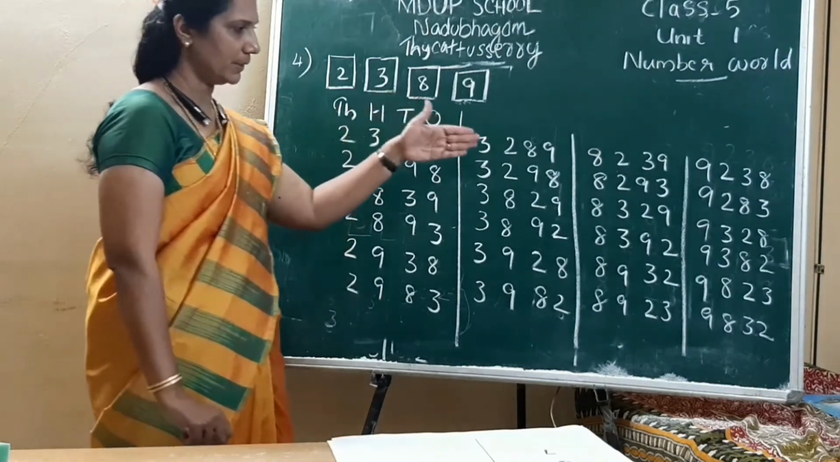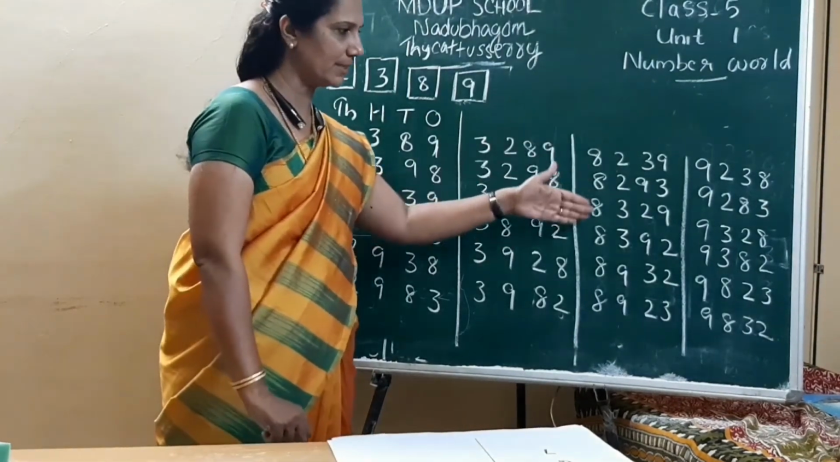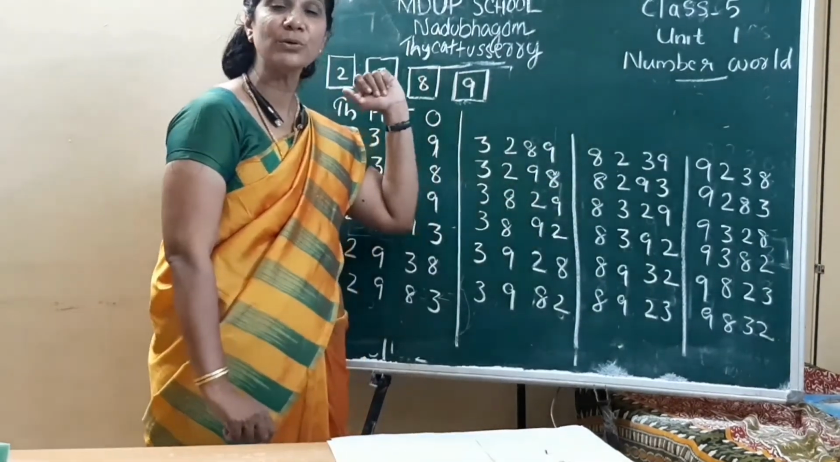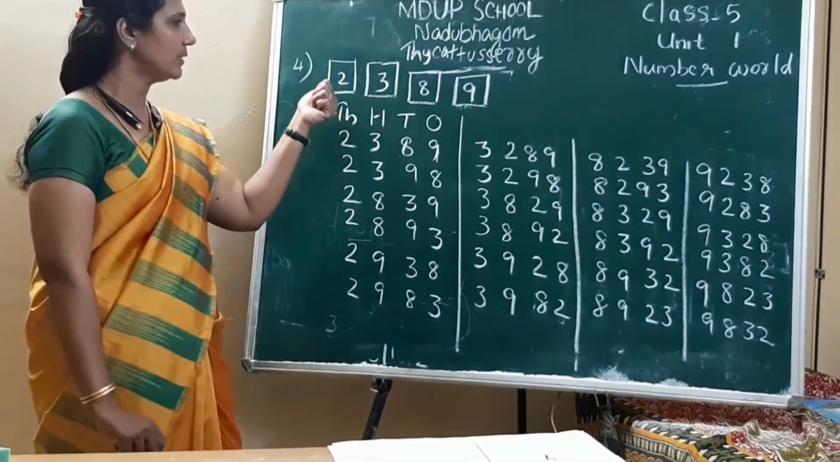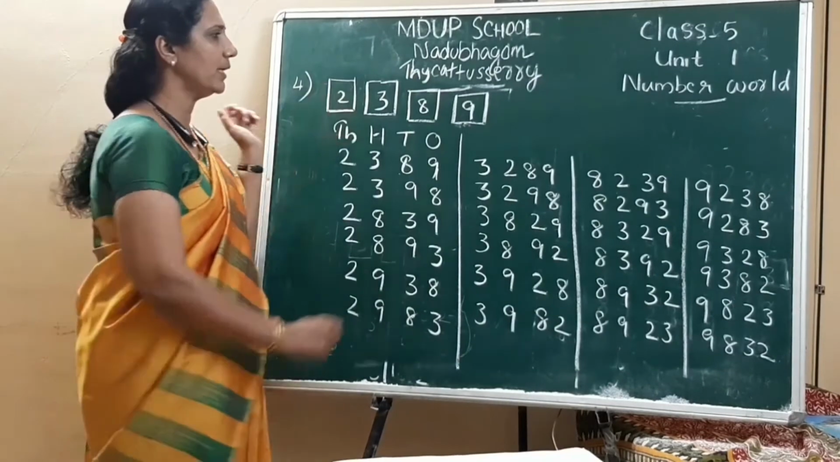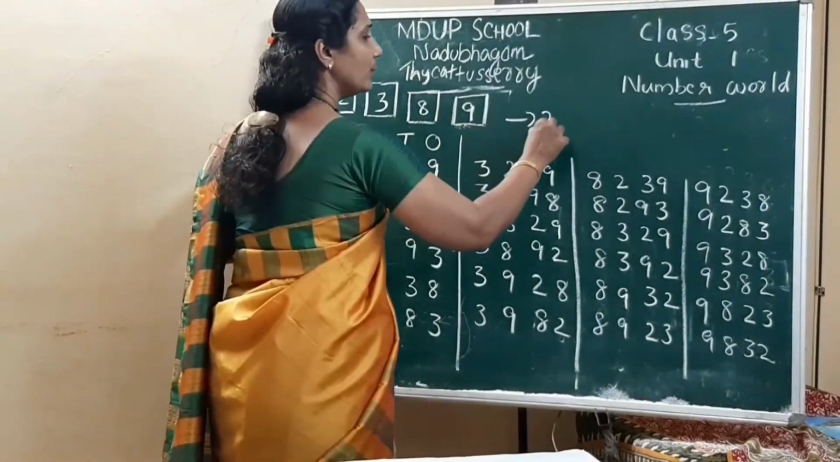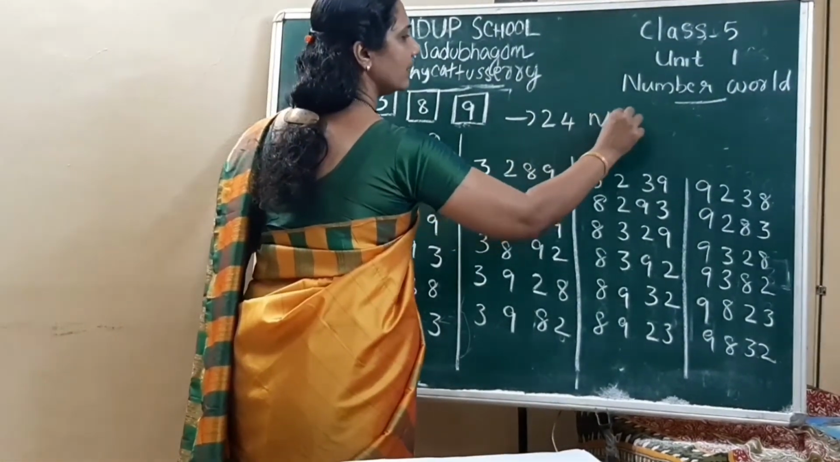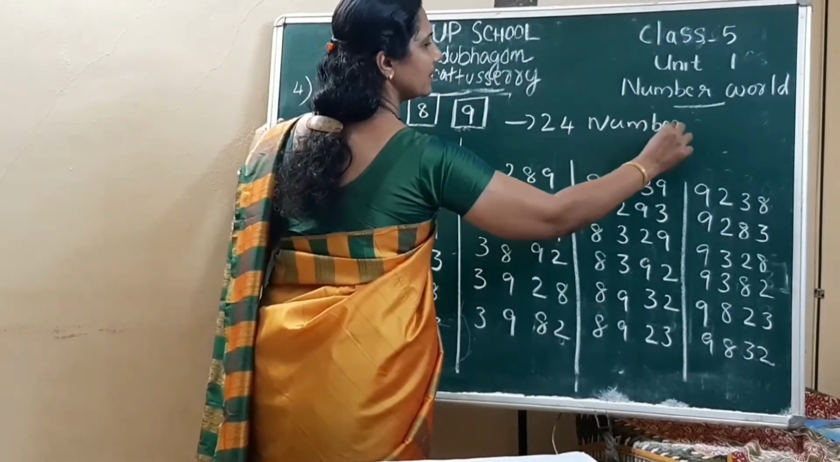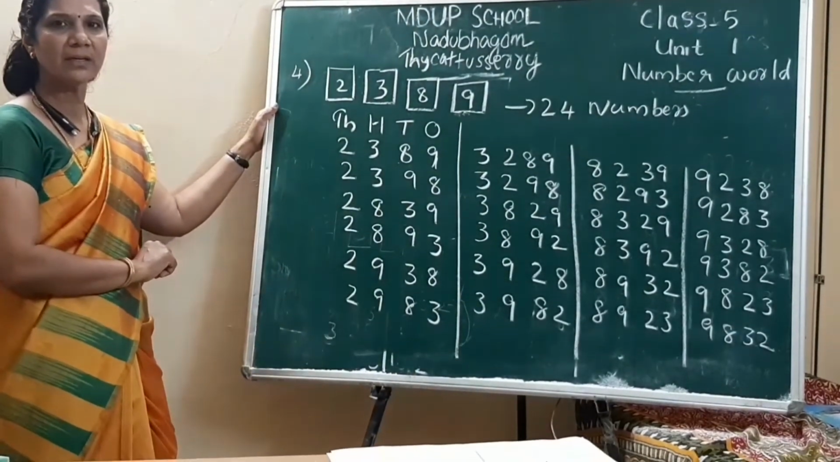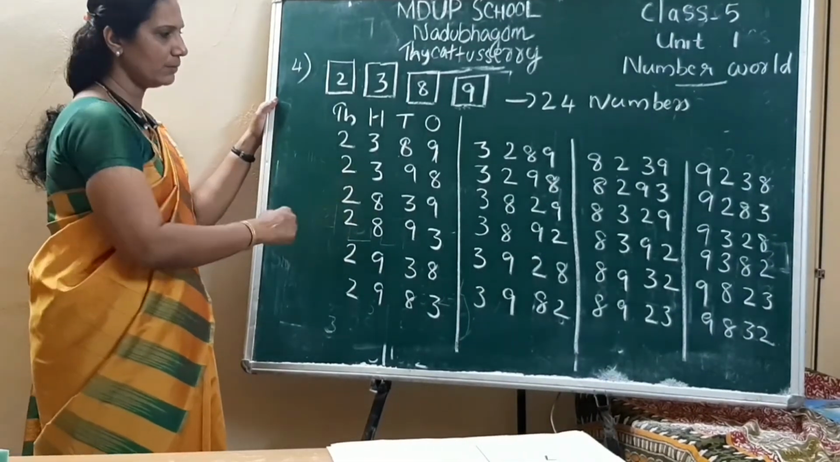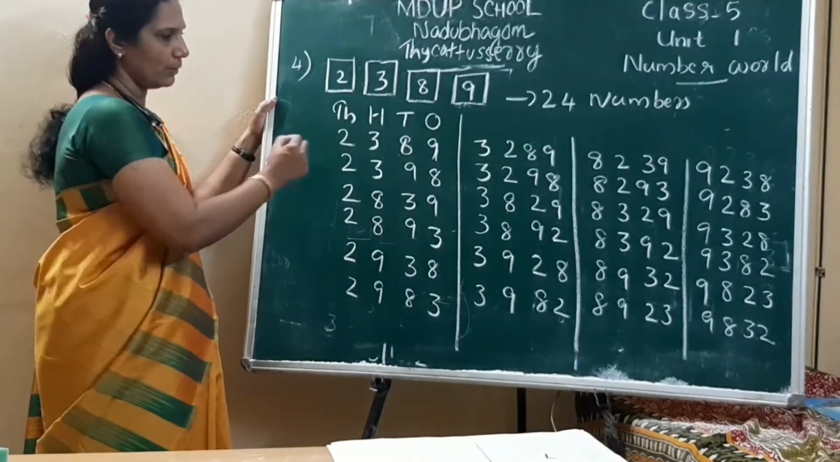So how many four-digit numbers are here? 6 plus 6, 12, 12 plus 6, 18, 18 plus 6, 24. So there are 24 four-digit numbers. Using these digits 2, 3, 8 and 9, we have 24 numbers. Okay, all of you? Which is the smallest one among these 24 numbers? Can you find?